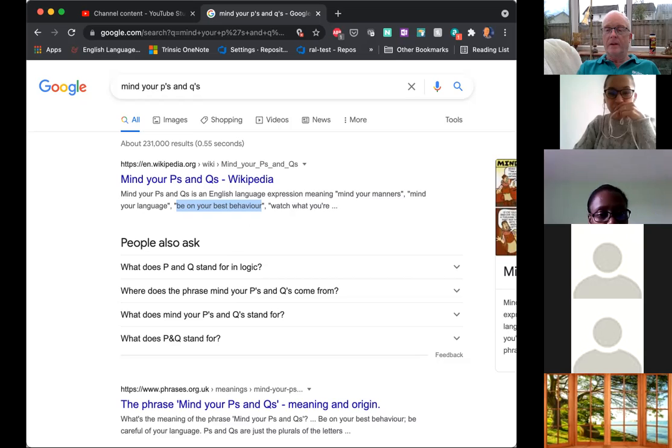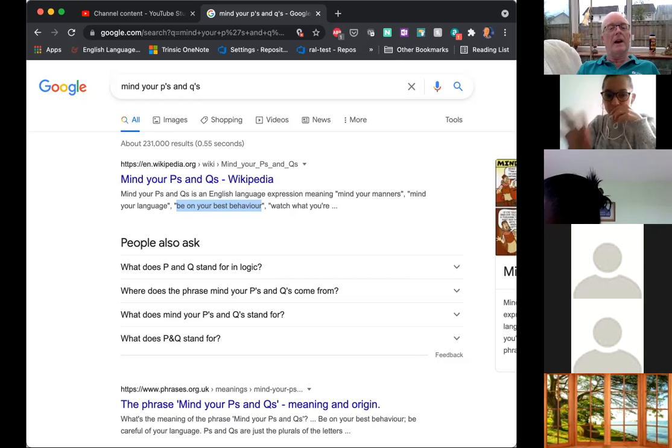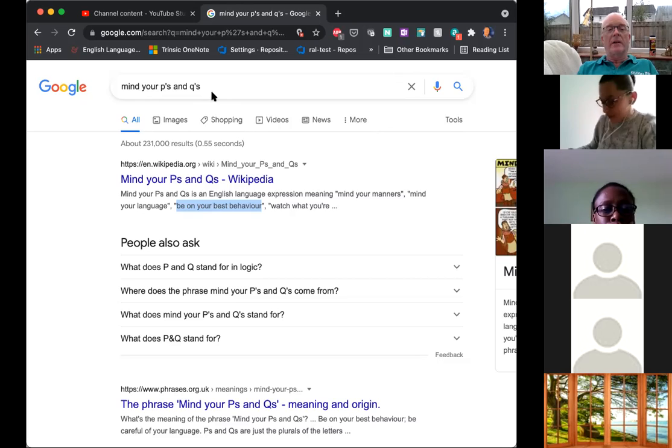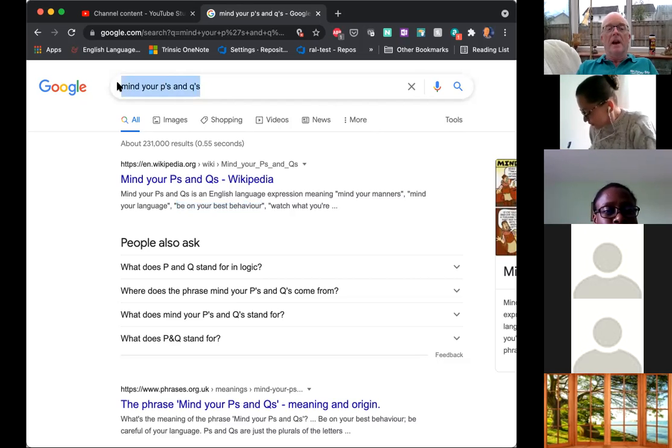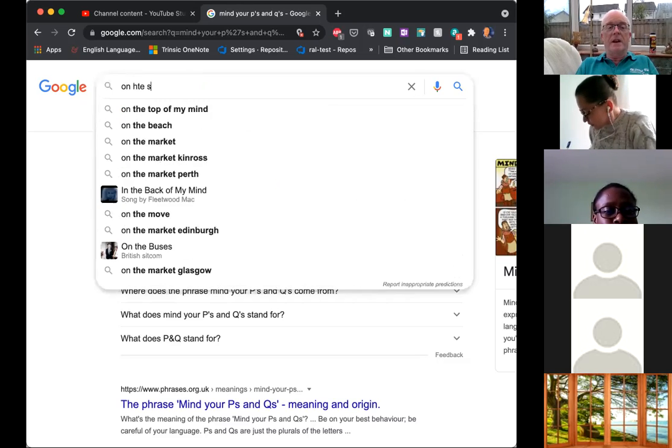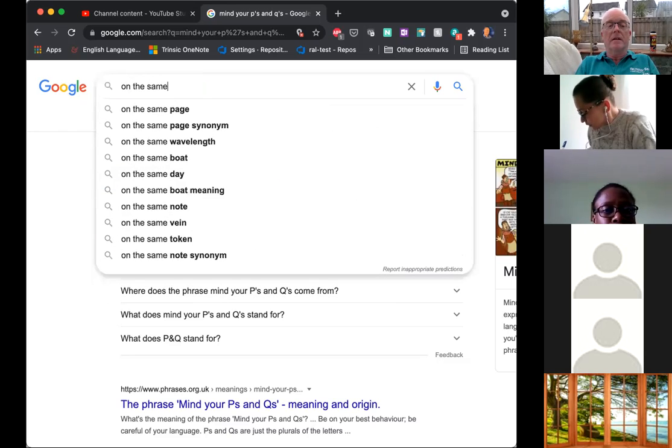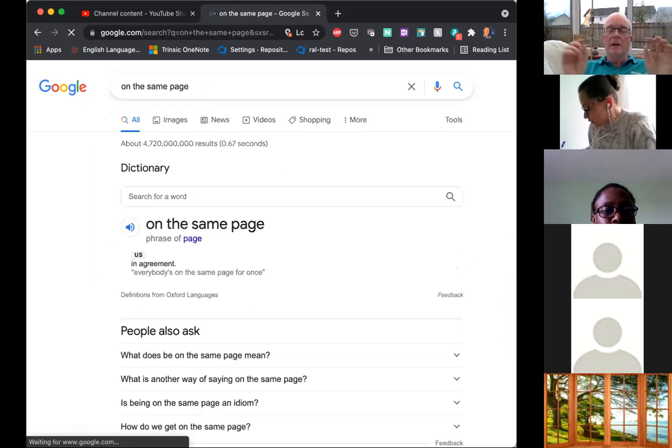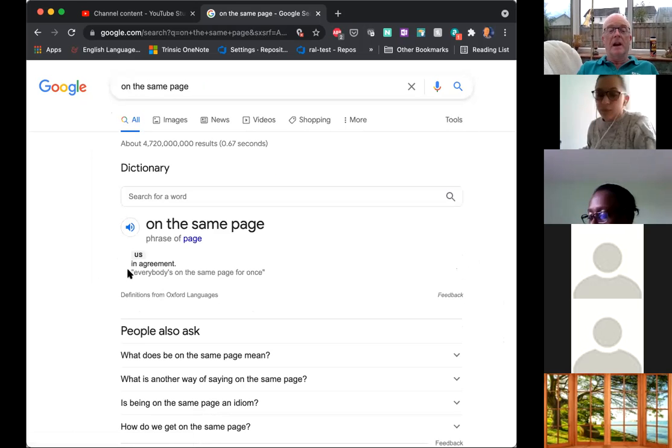It's when you agree with another person. Correct. Excellent. Exactly what it means, right? So we're having a discussion, and if we are on the same page, it's like we're reading a book and we're both reading the same page, right? We're just together. We're in agreement. Everybody's on the same page for once, right?